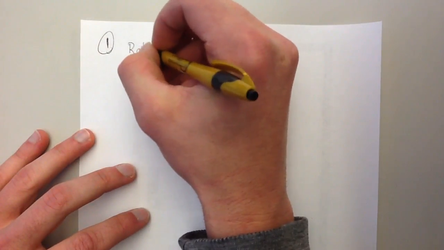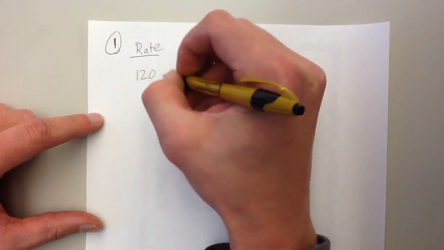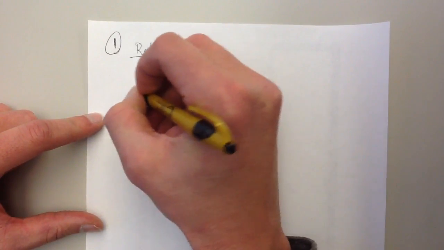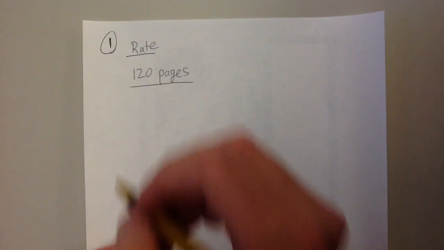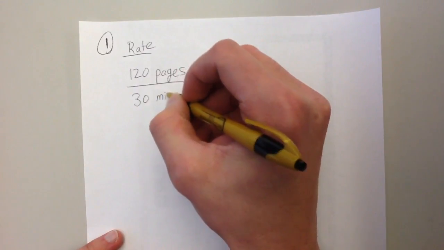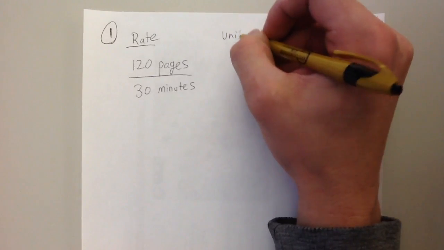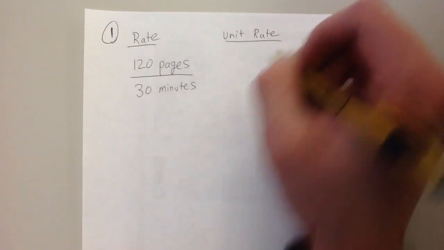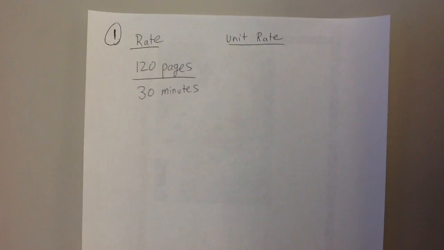All right, so number 1, I'm going to write the rate that the student is reading at. So write rate. The rate given to us in the problem is 120 pages per half an hour. How many minutes are in half an hour? 30. Okay? So there's 120 pages per 30 minutes, or half an hour. I want to find the unit rate. Remember, to be a unit rate, the denominator must be 1.